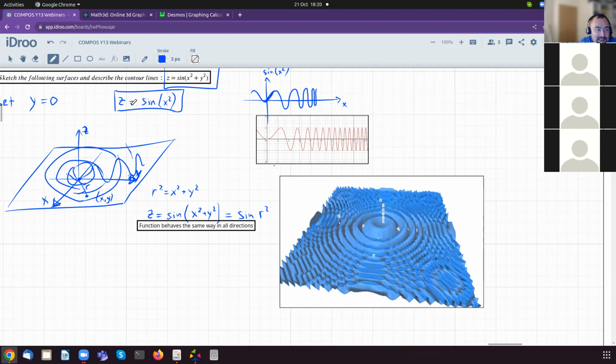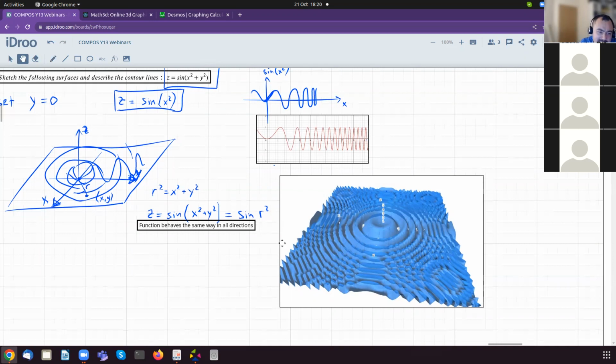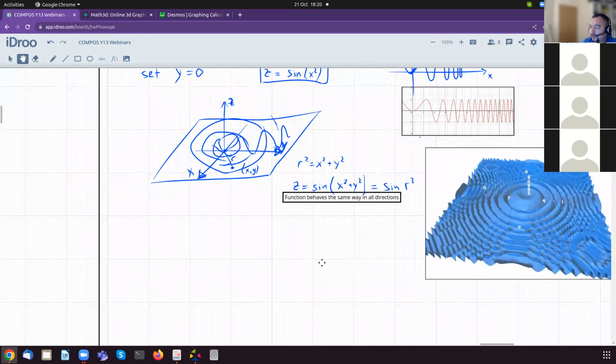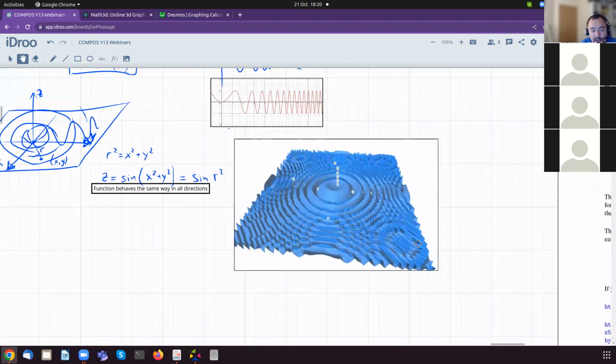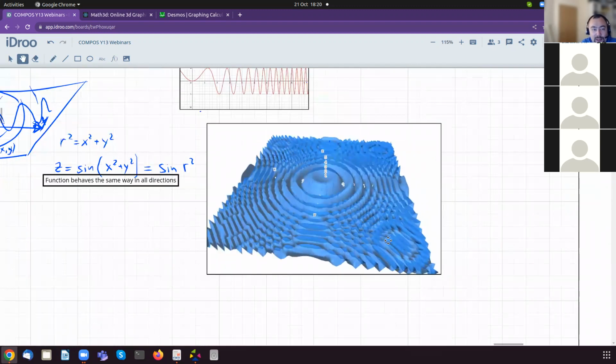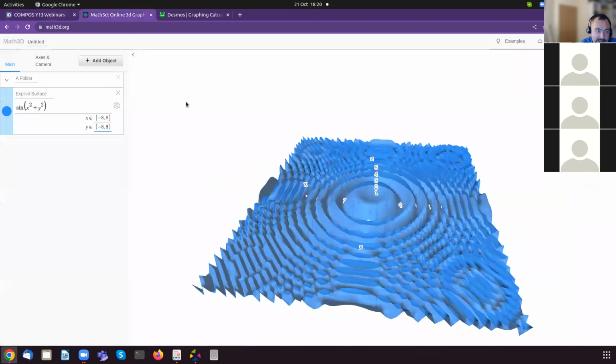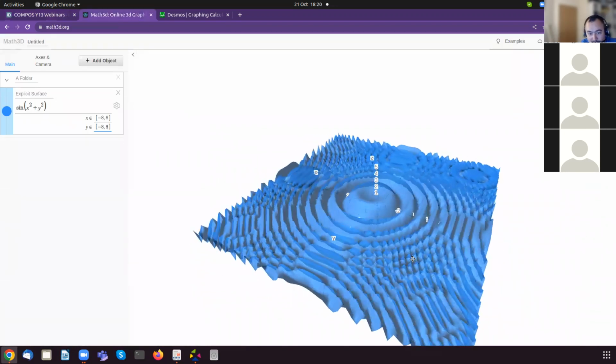And describe the contour lines. Well, this is a kind of a tricky one. The extra circles are due to the limited resolution of this system, of this program.